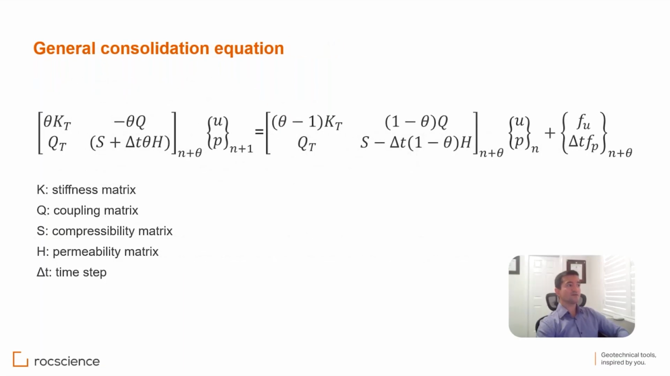Now, in terms of the general consolidation equation, this is the u-p formulation, the Biot formulation that we have. We have the stiffness matrix, coupling matrix, compressibility matrix, permeability matrix, and time. The way to solve it is a coupled analysis. All these terms are present here, and you have displacement and pore water pressure at step n+1. You can calculate it when you solve this system of equations.